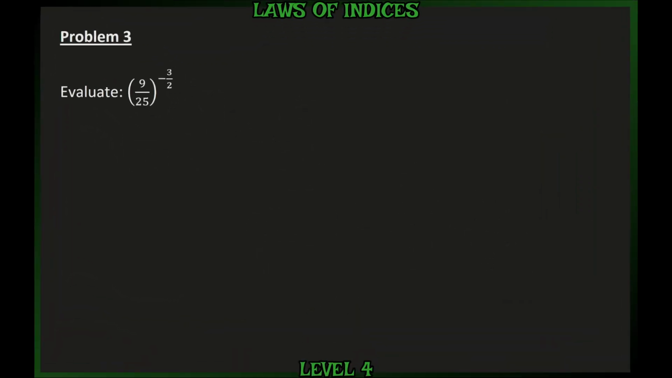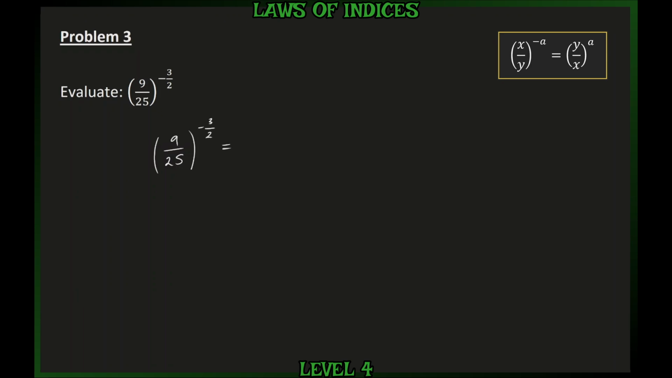In problem 3, we're evaluating 9 over 25 raised to the power of minus 3 over 2. Now to start, since we have a fraction raised to a negative power, we're going to use this law. And the law tells us that 9 over 25, the power of minus 3 over 2, can be rewritten as 25 over 9 to the power of positive 3 over 2.